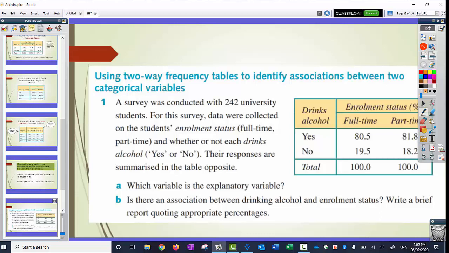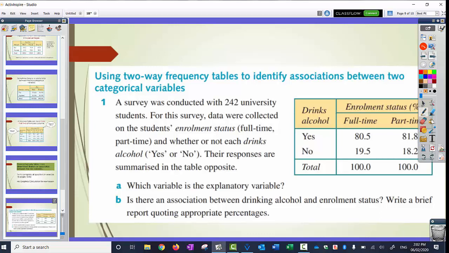Is there an association between drinking alcohol and enrollment status? Write a brief report quoting appropriate percentages. Now that's actually to be taken seriously, in that we'd like you to write a sentence as if you were charged with doing a report for your boss. Done this survey, sir, madam. It has been found that, or some words like that. Is there an association?